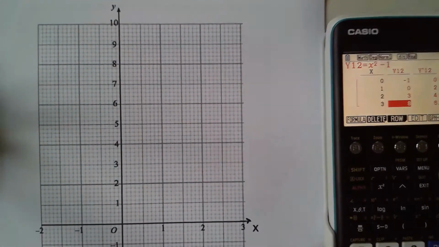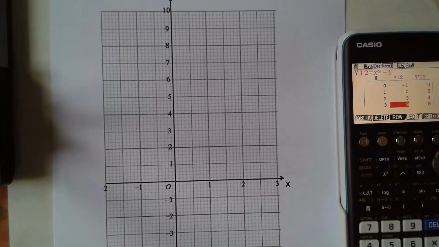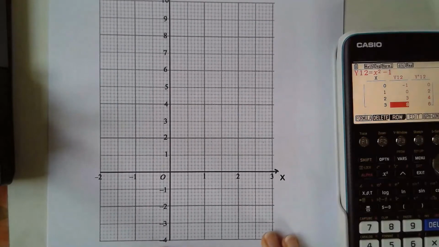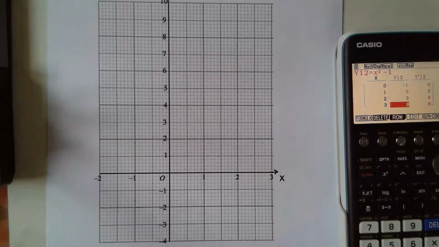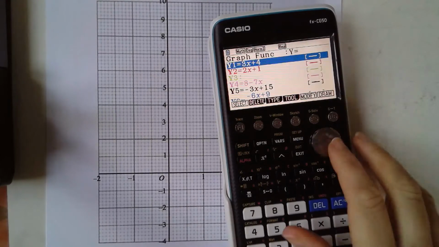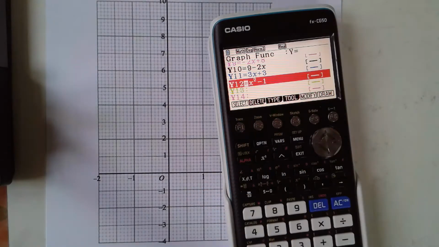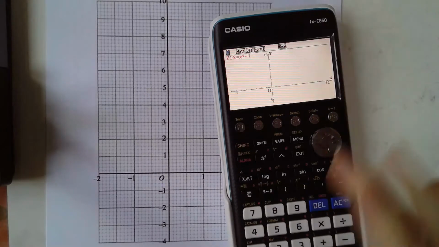Then it wants me to draw a graph of y equals x squared plus 1 for the values from -2 to 3. So I'm going to get my pencil, and also, even though it's a curve, I'm going to get a ruler. I'm going to show you my favourite way to plot curves. On my calculator, menu, I'm going to go back into graph, and if I go down, I can see in here the one that I've just entered in table, because each of these, they're like apps really, they communicate with one another. And I'm going to draw that one.